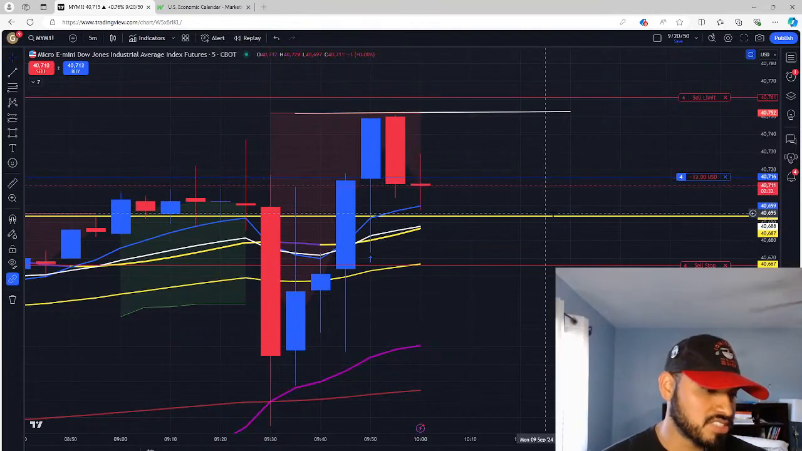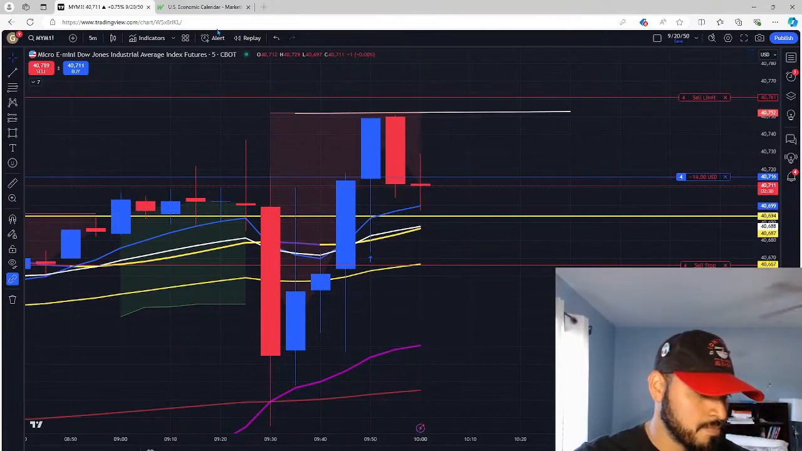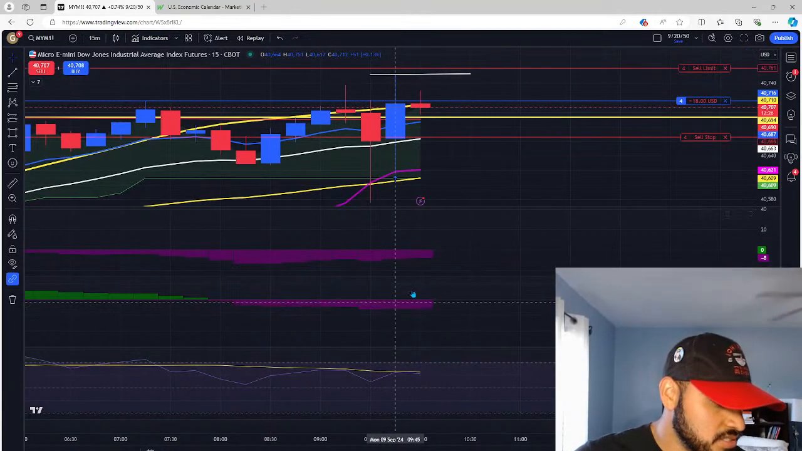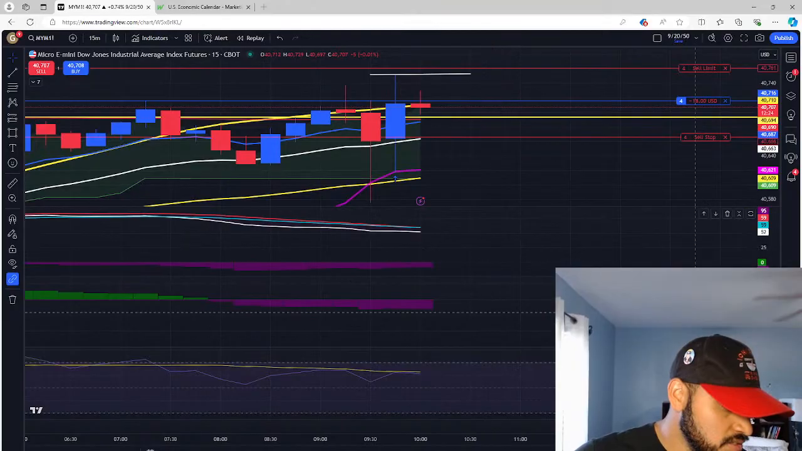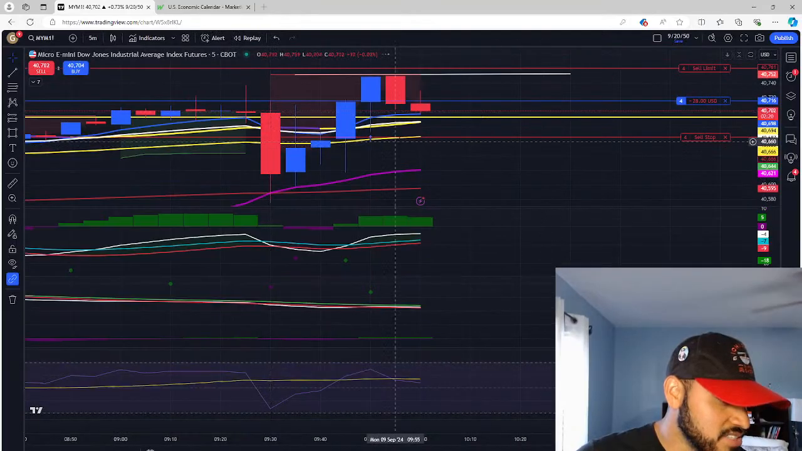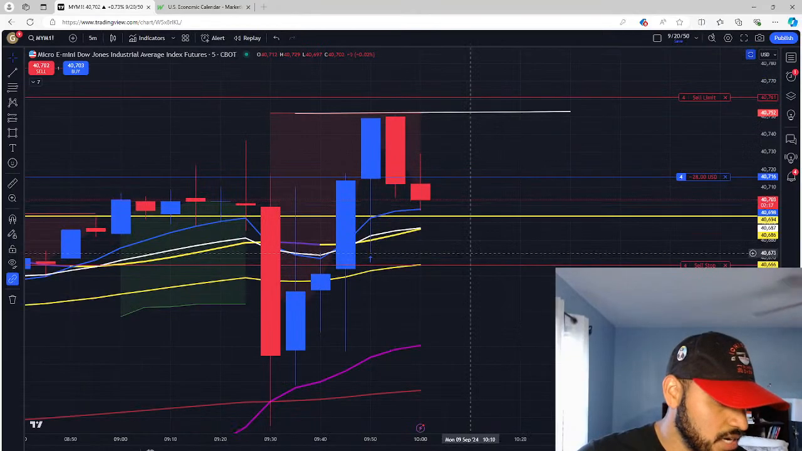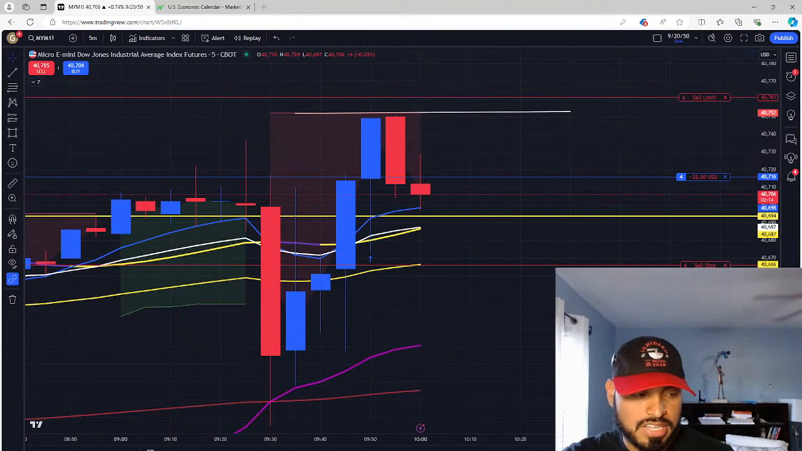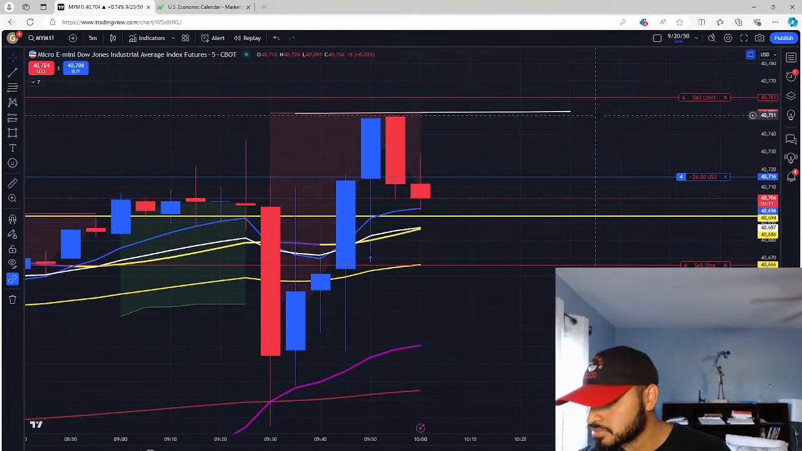Yeah, we're having so much consolidation in that area. I don't even like the play anymore. So yeah, on the 50-minute doesn't look too good at all. It's okay. We're gonna leave our stop as is.